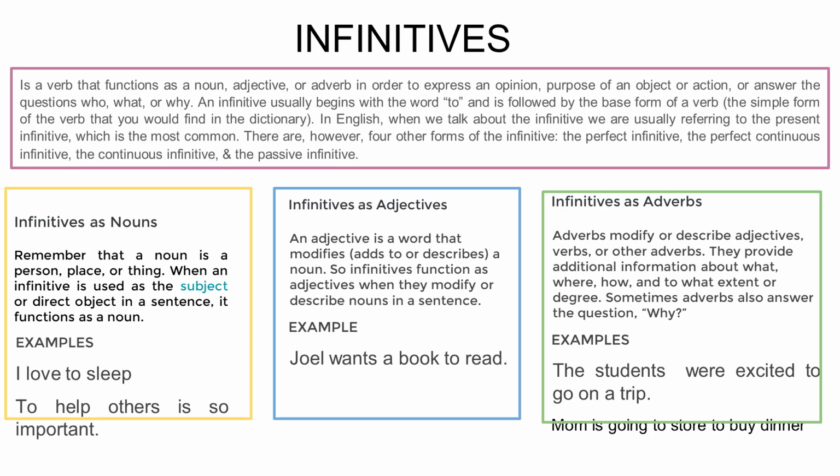Now, infinitive as adjective. An adjective is a word that modifies, adds to, or describes a noun. So, infinitives function as adjectives when they modify or describe nouns in a sentence. Example, Joel wants a book to read.